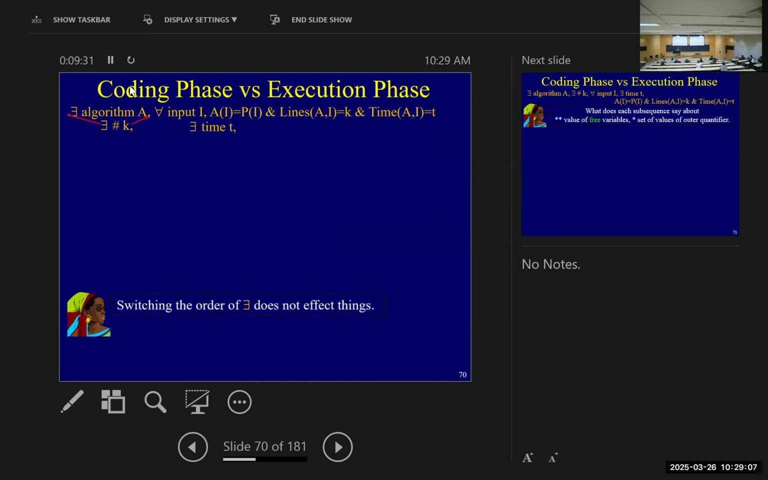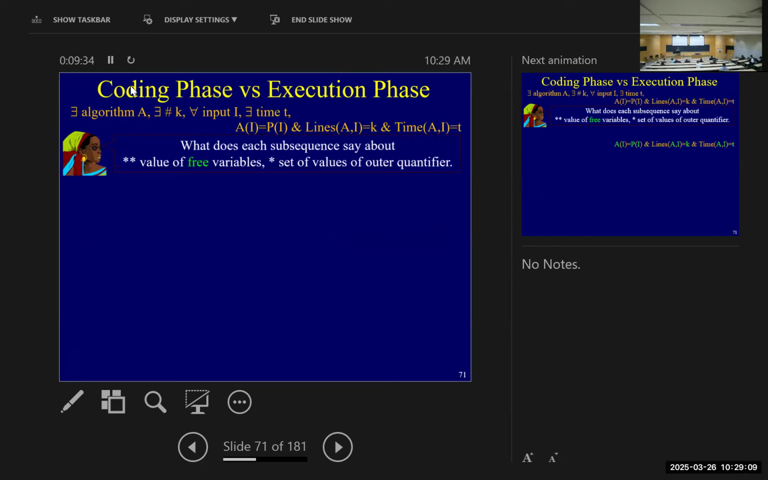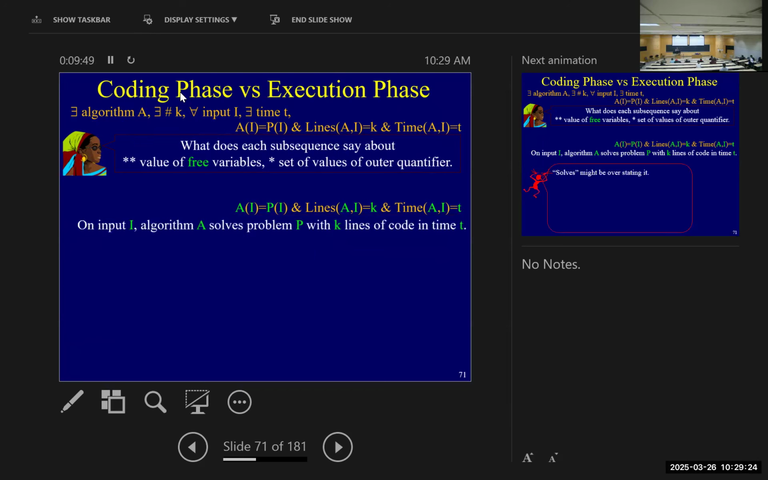We can't switch the order, right? Here, the order between these two, if you have two exists, it doesn't matter which order they're in. You have two for alls, it doesn't matter which order they're in. All right? So now let's think about what this means.